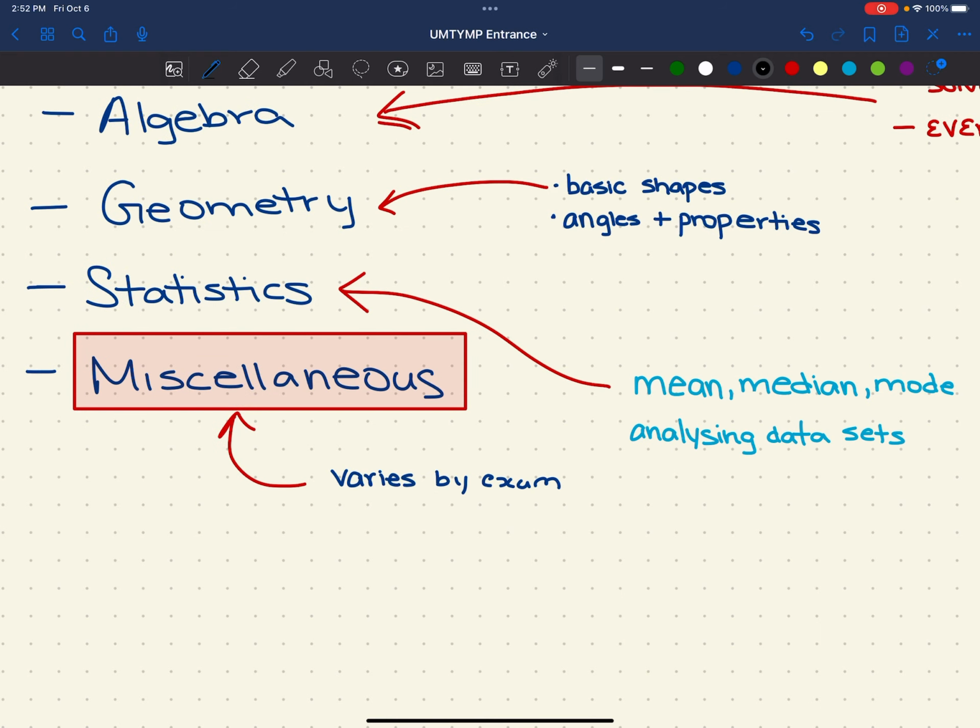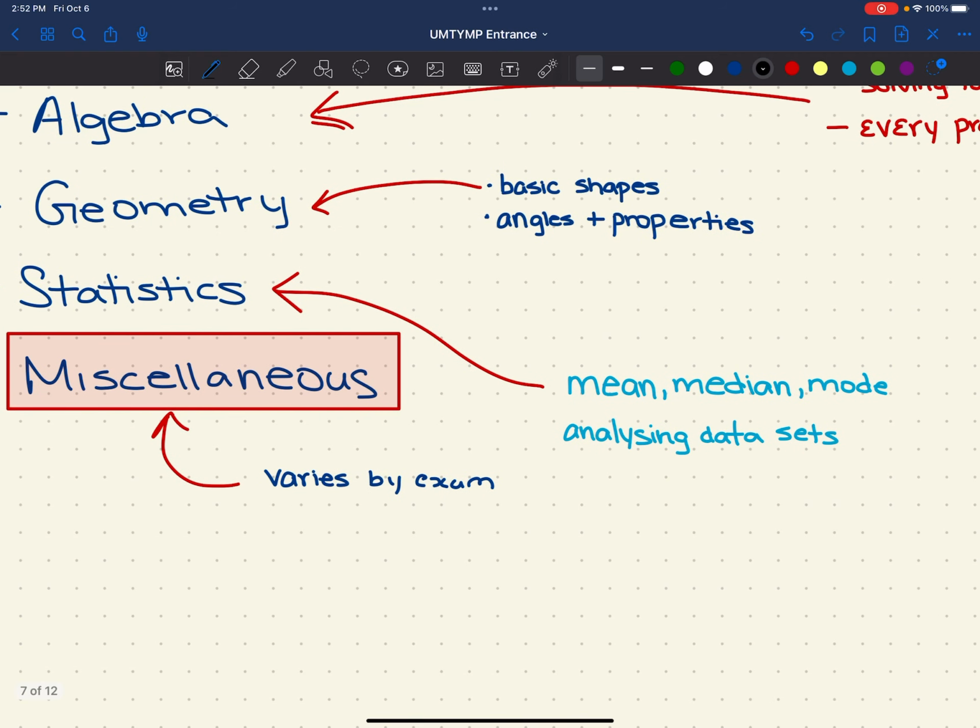For statistics, there's not a lot. When I took the exam, there were probably only 2 or 3 questions about it, and it was data analysis. You're given a set of numbers and asked to find the mean, the median, and the mode of that data set.